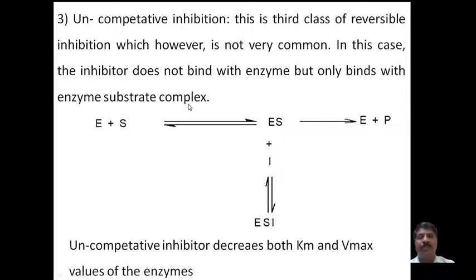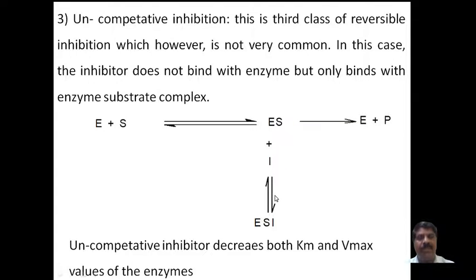Here the inhibitor attacks the complex, but not either the enzyme or the substrate alone. First the enzyme combines with the substrate to form a complex. At that complex the inhibitor attacks and makes the enzyme-substrate-inhibitor complex, or enzyme-inhibitor-substrate complex, and this makes the rate of the reaction decrease.